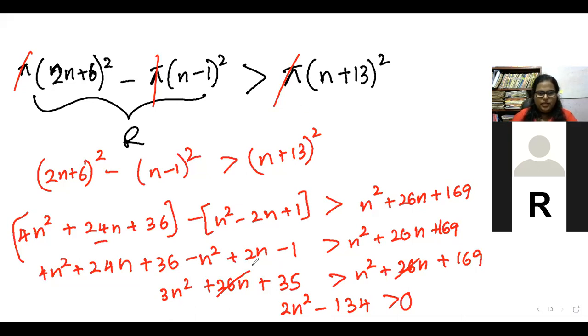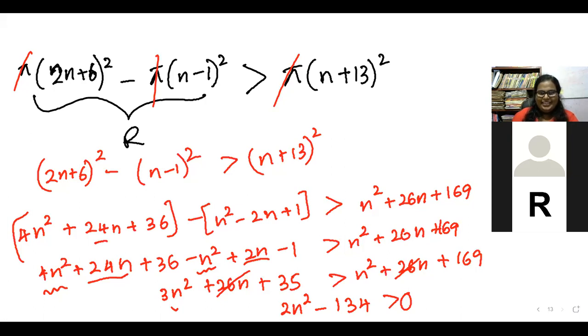Here this plus 2n is added, and with the 24 and 2n added together, 26n came. And with this 4n and minus n square, it is 3n square, right? And 36 minus 1, 35. Yeah, the n square plus 26n, right? I think it is correct.